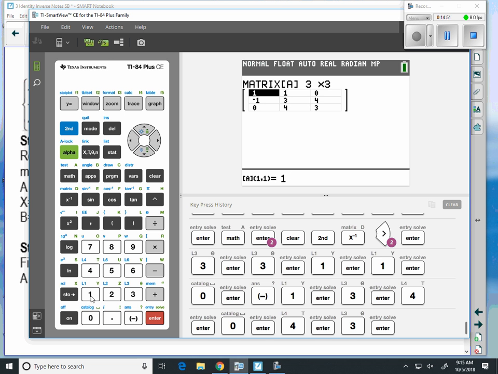And I would check and make sure that's right, because we're going to use it for a lot of things. So make sure you have the correct matrix A.